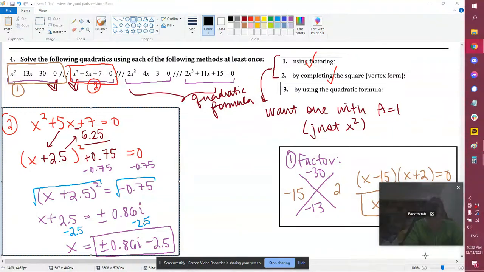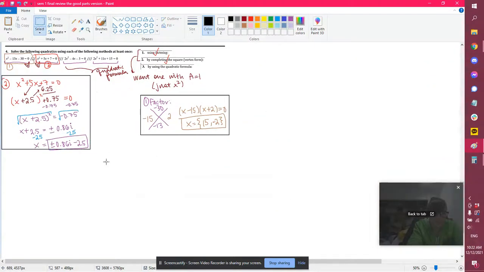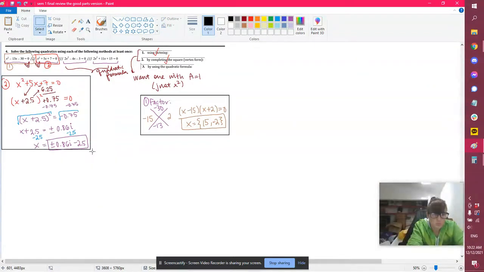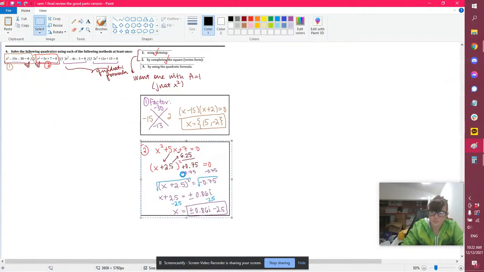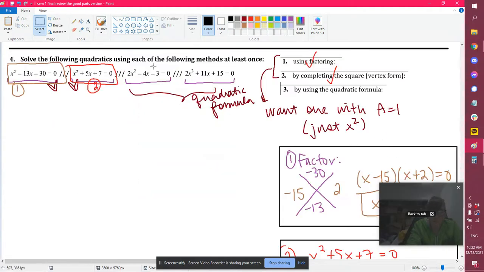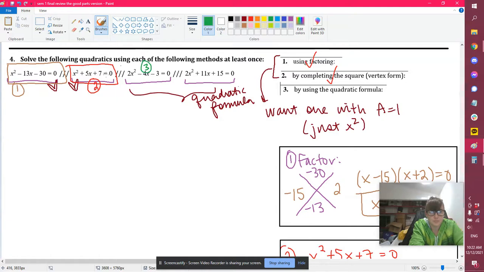Then I'm going to move it as well. The next two, so for number 3, I'll use the quadratic formula. And I will have this on the board for the final.